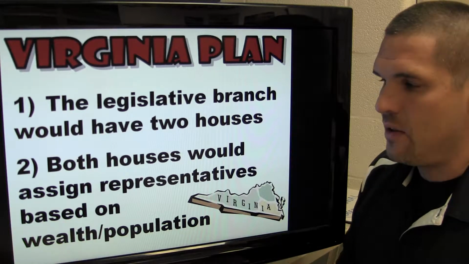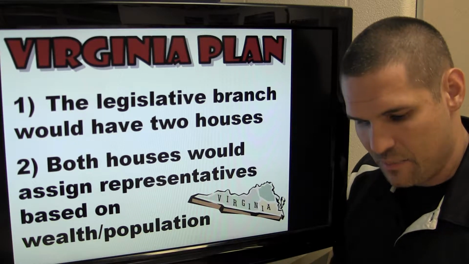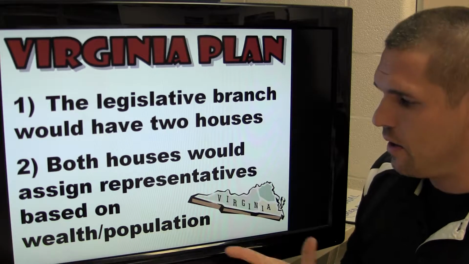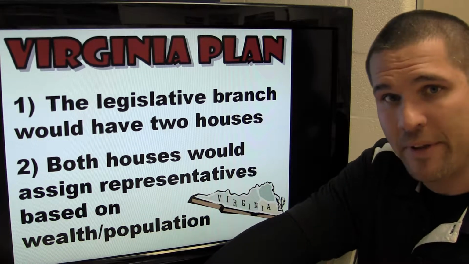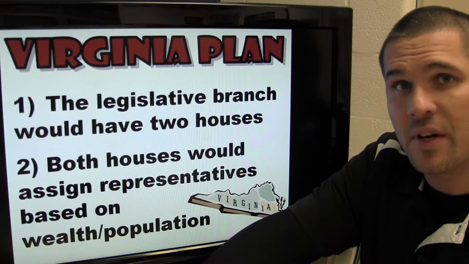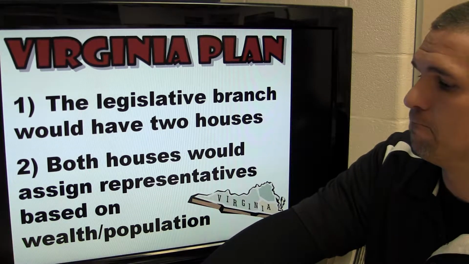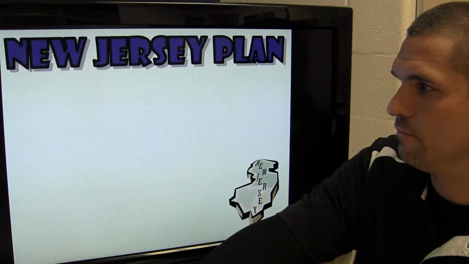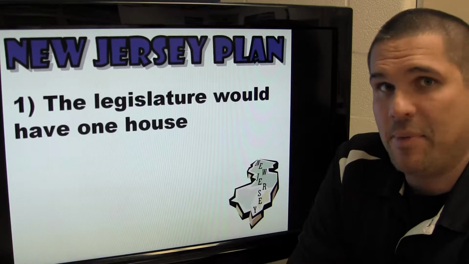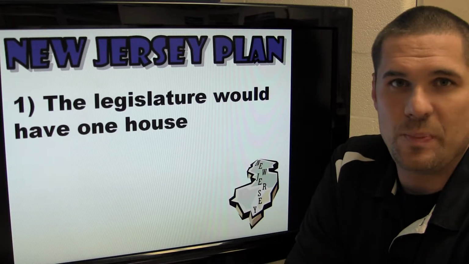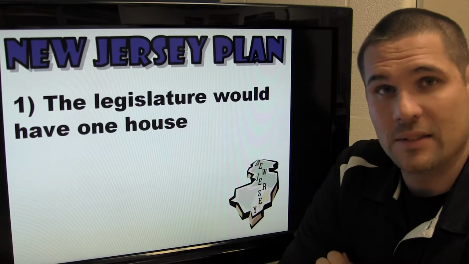And in the Virginia plan, they stated that they wanted both houses to be assigned representatives based on their population. Of course, this is going to make the largely populated states pretty happy, because they're going to end up with more representation, therefore more power. Now, obviously, the small states are not going to be happy with the Virginia plan, where representation is based on population. New Jersey says, whoa, hold on. Now, what about us little guys?